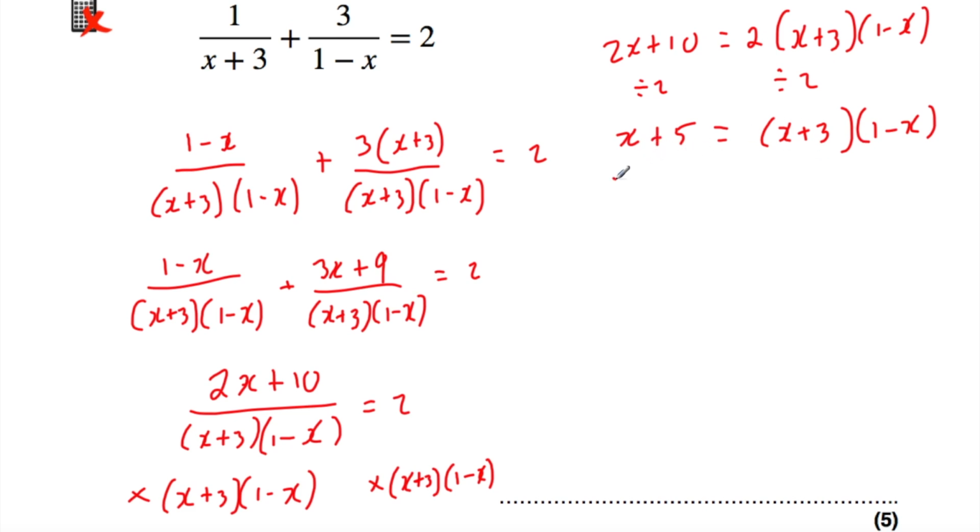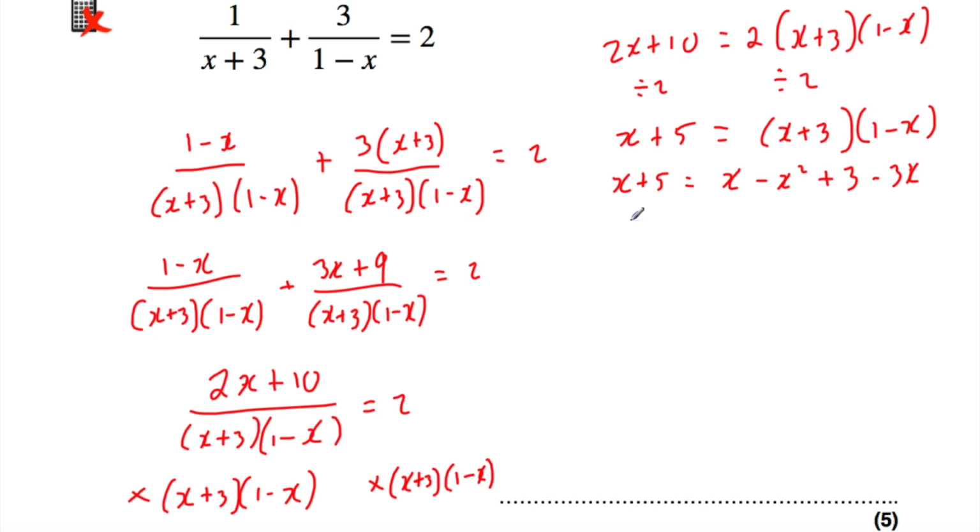So let's expand the brackets. So the left-hand side will stay as x plus 5. And on the right-hand side, we've got x times 1. That's going to be x. X times minus x, that's going to be minus x squared. 3 times 1, that's going to be plus 3. And then 3 times minus x will be minus 3x. So we've just expanded our brackets there.